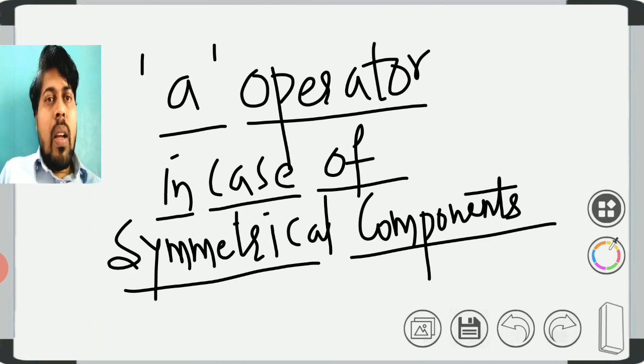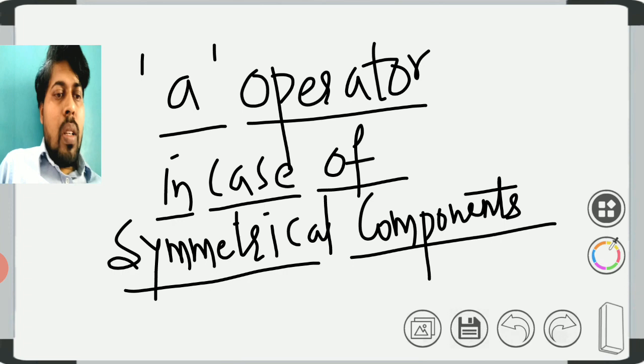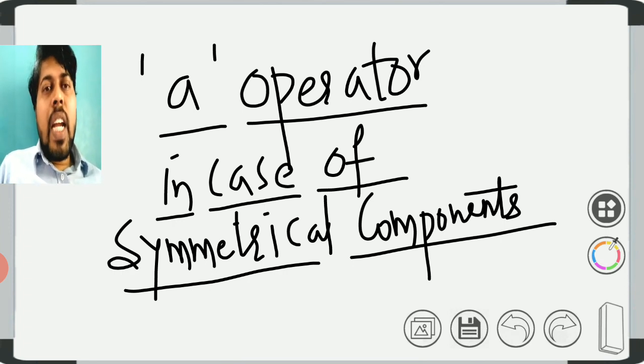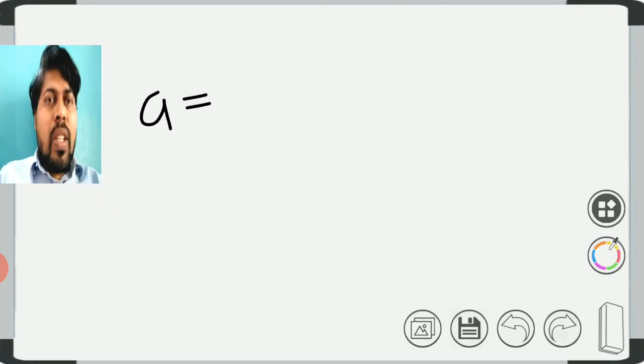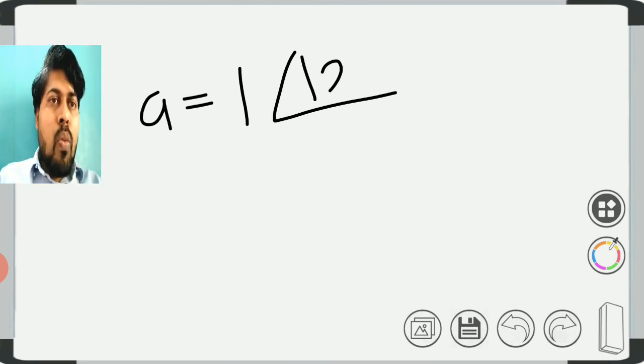In this small session, we'll discuss the A operator in the case of symmetrical components. It is a convenient and shorthand method of indicating a rotation of a phasor through 120 degrees. Here, the letter A is used to designate the operator that causes a rotation of 120 degrees in the anticlockwise direction. The operator is a complex number of unit magnitude with an angle of 120 degrees and is expressed as A is equal to 1 at an angle of 120 degrees.